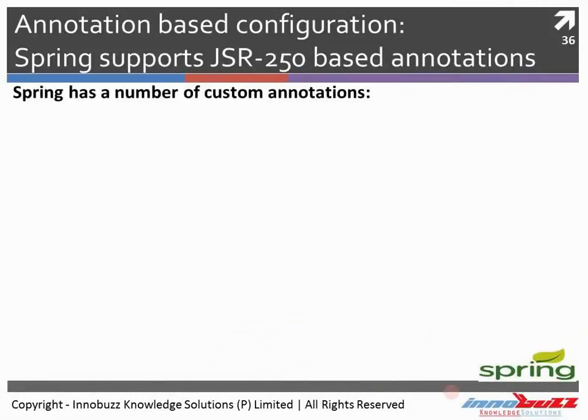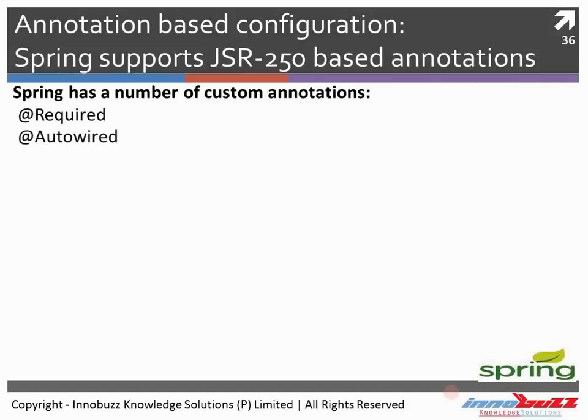So there are a certain number of annotations. Spring has a number of custom annotations like @required. The required annotation is used to specify that the value of the bean property is required to be dependency injected. So that means an error is raised if a value is not specified for that property. So the required annotation will mandate to specify the value of the bean property.